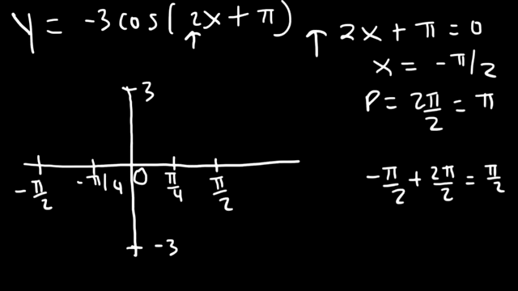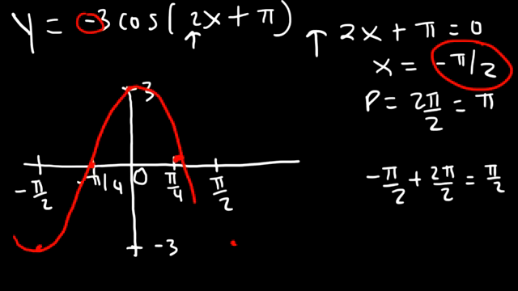So cosine starts at the top, but negative cosine starts at the bottom. But we need to start at the phase shift, which is at -pi over 2. So that's the first point. Then it's going to be back to the middle, and then to the top, back to the middle, and then back to the bottom. So that's how you can graph this particular function. And so that's it. That's one cycle of the graph.